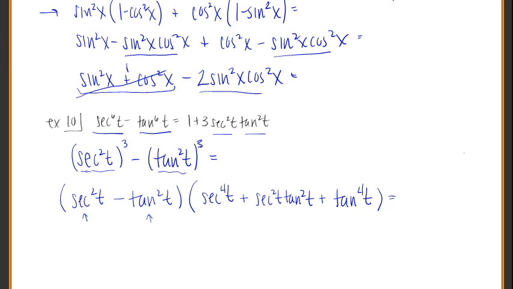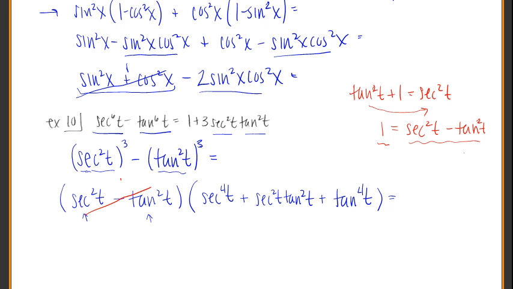I'm going to look really closely at this first parentheses right here. I have an identity that tells me tangent squared t plus 1 is secant squared t. So let's look at this. If I moved tangent squared over, it basically says 1 is equal to secant squared t minus tangent squared t. So I can replace all of secant squared t minus tangent squared t with 1. So this whole parentheses goes away and I just get a 1. Really nice, because now we can just forget about it. We don't need it anymore.